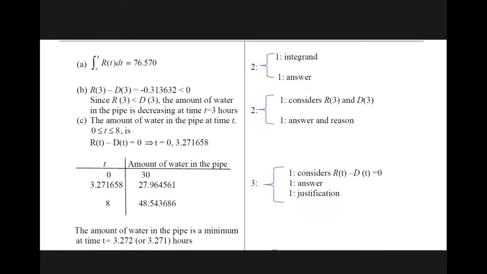For part A, you wanted to just find the area under the curve for that function. So you needed your integral, which was 0 to 8 r of t dt. That earned you 1 point. And then you needed your answer with 3 decimals. That earned you your second point.